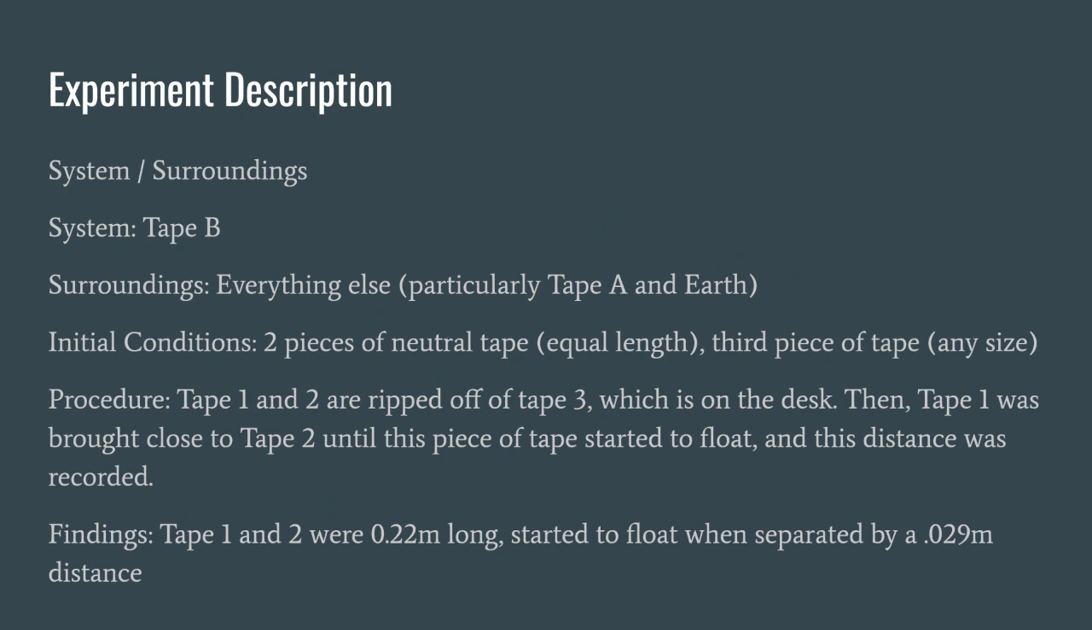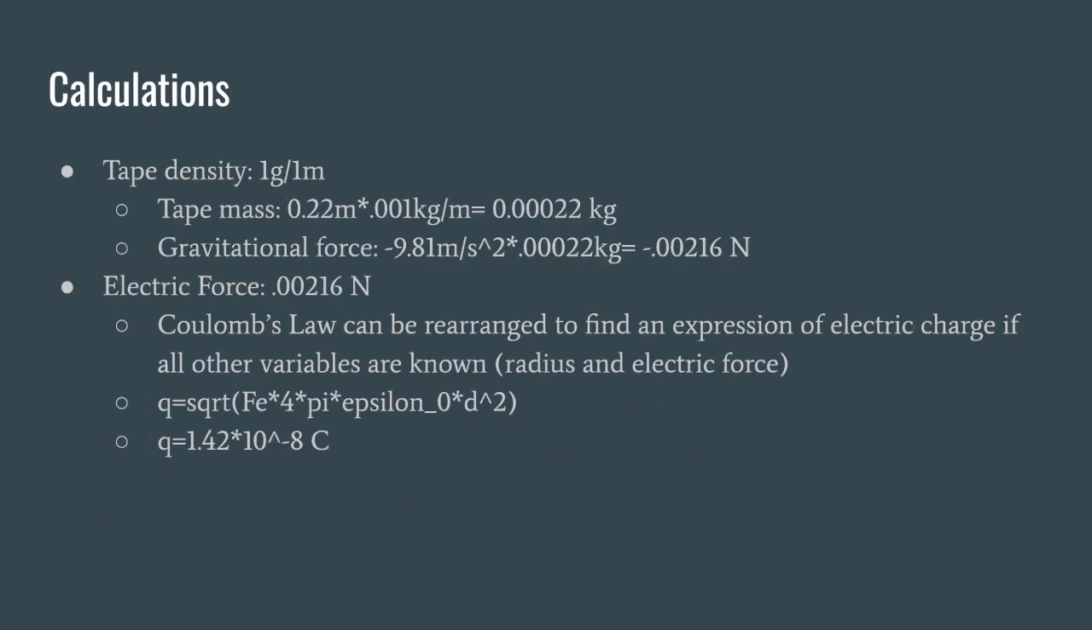The procedure: tape one and tape two are ripped off of tape three, which lies flat on the desk. Then tape one is brought close to tape two until the second piece of tape starts to float, and that distance is recorded. We found that tapes 1 and 2 were 0.22 meters long, and it started to float when separated by a 0.029 meter distance.